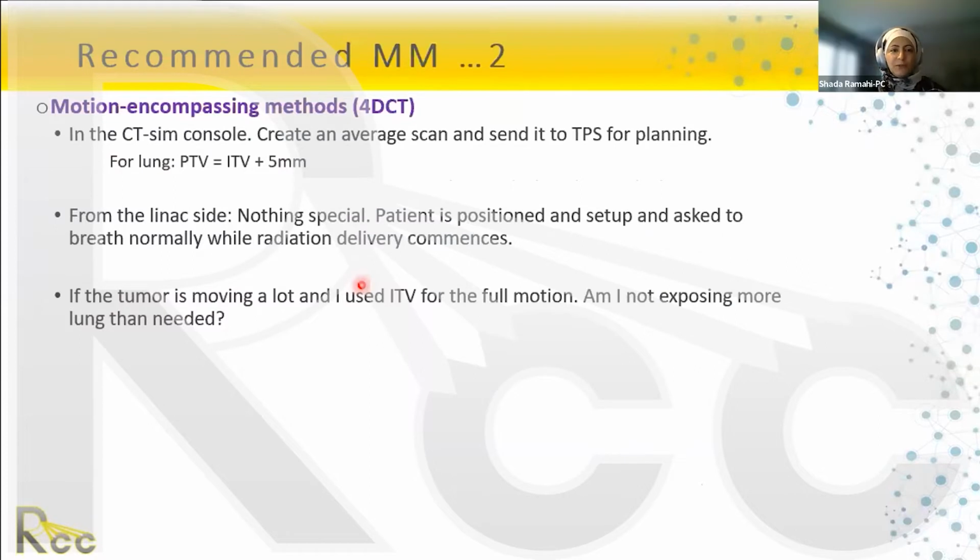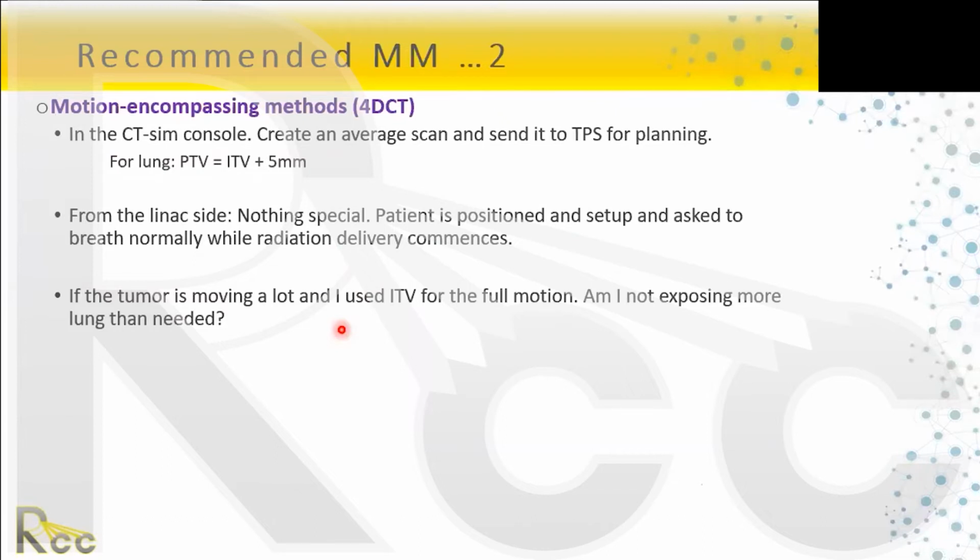All right, so now if we're talking about lung, then we do this ITV, as we just showed you, and we add 5 millimeter to it, and that's our PTV, right? And if we're using ITV-based motion management, so just the envelope where the tumor is moving, we add 5 millimeter to it, and then go ahead, let's treat. On the Linac side, there's nothing special. The therapists don't feel anything extra or have to do anything extra, and the patient doesn't feel anything special about that.